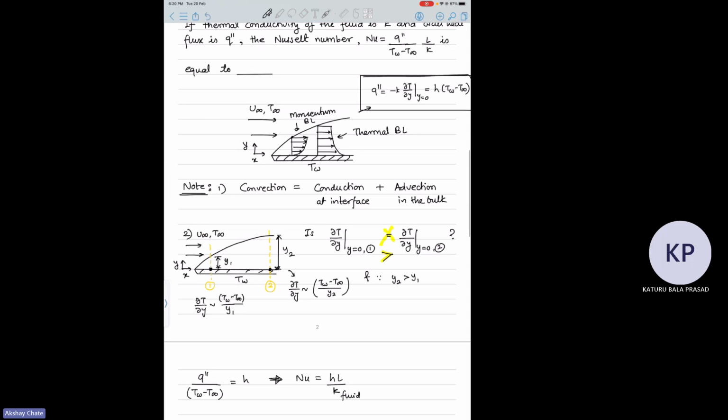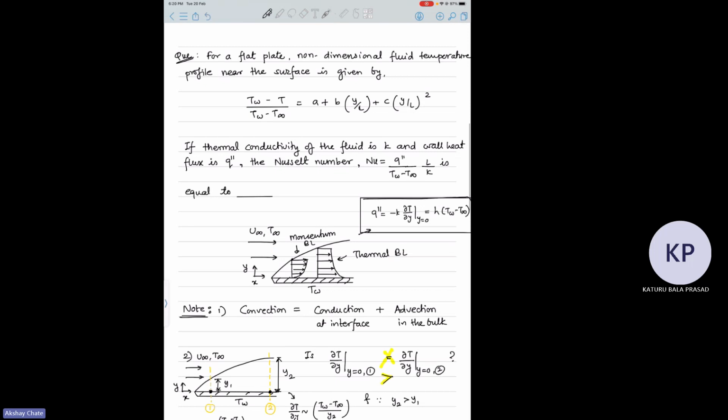So essentially, what we need is flux per unit delta T and L by k. And now what we have is our temperature profile. I'll just copy it here so that when I take the gradient, it will be okay. I should not have done that. I should have copied it.